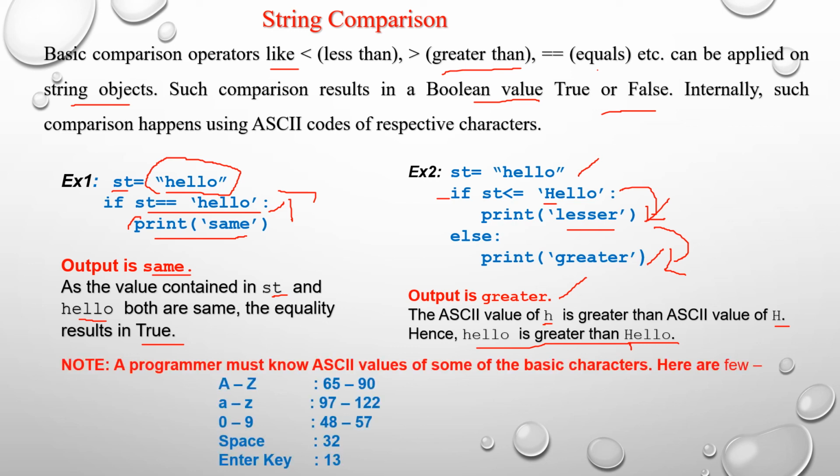Note that any programmer must know the ASCII values of some basic characters. Here we have a few ASCII values. Capital letters A to Z have ASCII values from 65 to 90, and small letters a to z have values from 97 to 122. Numbers 0 to 9 have ASCII values from 48 to 57, the space ASCII value is 32, and the enter key ASCII value is 13. Thank you.